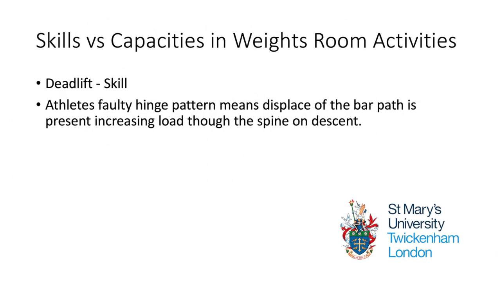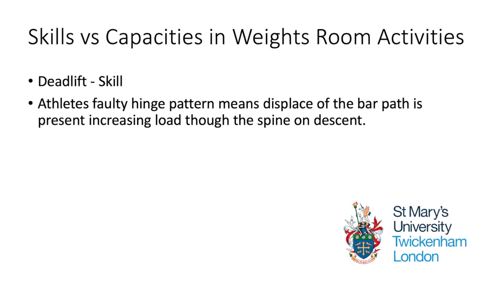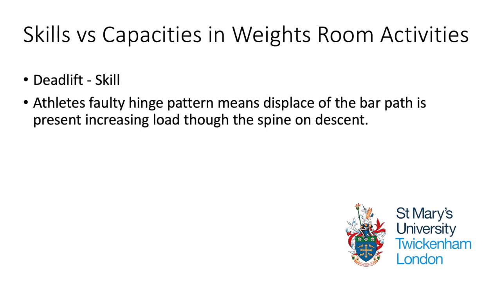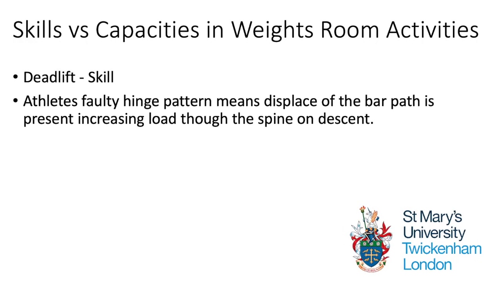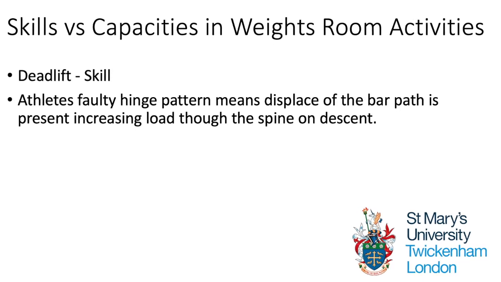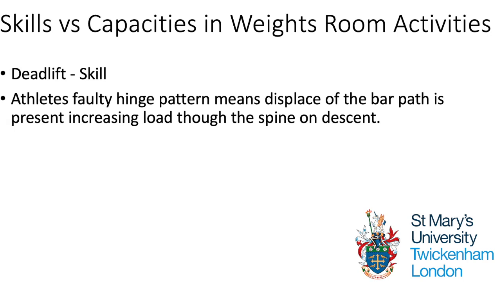Example 3 shows another lack of skill, although this time during a deadlift rather than a squat. The athlete presents a faulty movement pattern during the hip hinge as she descends, lowering the bar to the floor. This results in a displacement of the bar path shifting too far forward.